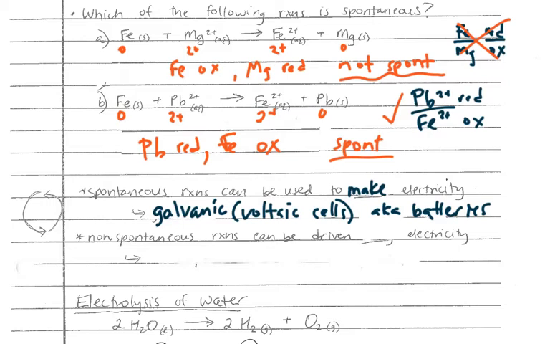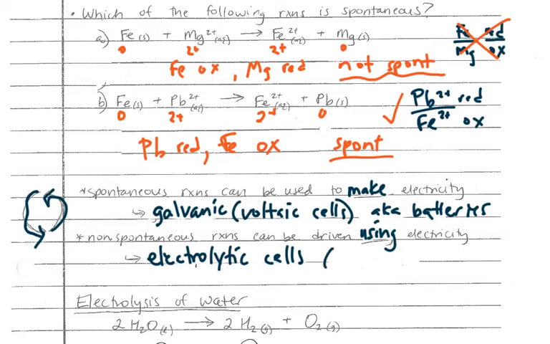Non-spontaneous reactions won't occur on their own, but we can make them occur by using electricity. And we call these electrolytic cells. All right, so these we need a battery for. So we can actually use the galvanic cell to run the electrolytic cell. And then we can use an electrolytic cell to recharge our battery. So electrolytic cells can be used to recharge batteries. And that's how rechargeable batteries work, essentially.